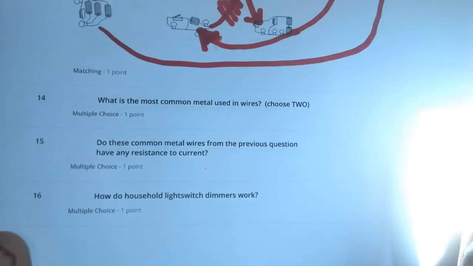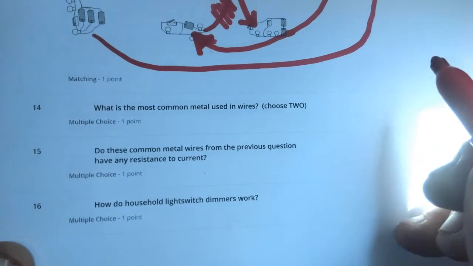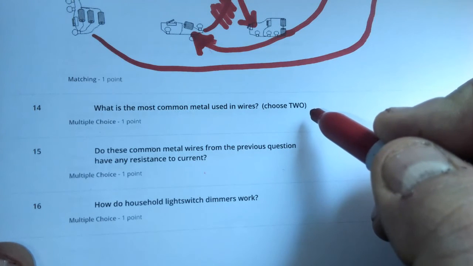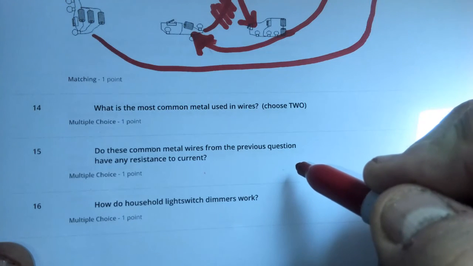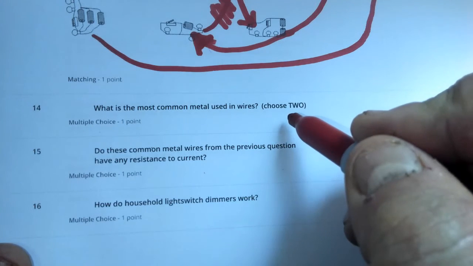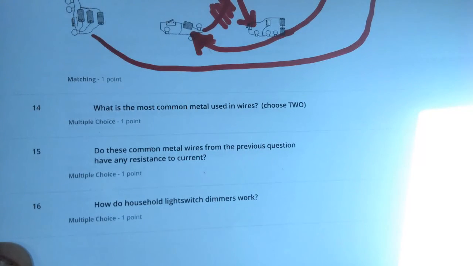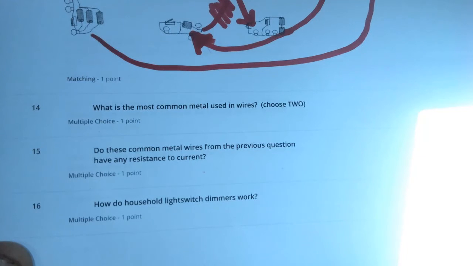Number 14. What's the most common metal used in wires? That's going to be aluminum and copper. Number 15. Do these common metal wires from previous questions have any resistance? In other words, the copper and aluminum, do they have any resistance? And the answer is yes. It's just that they have the least amount of resistance for common metals. And so it's cheap enough, and it's low enough resistance, good enough, let's make our wires out of it.